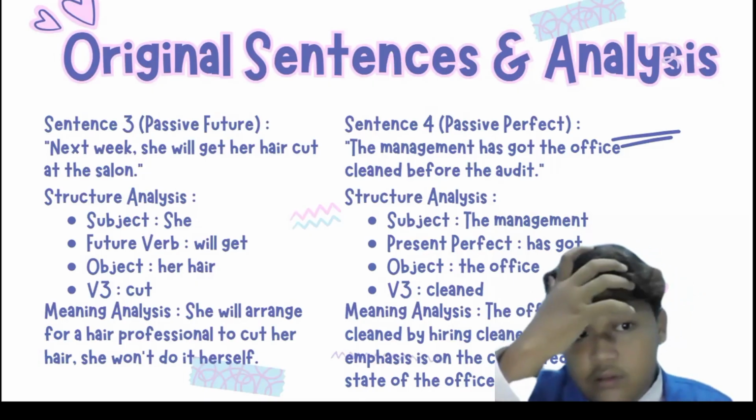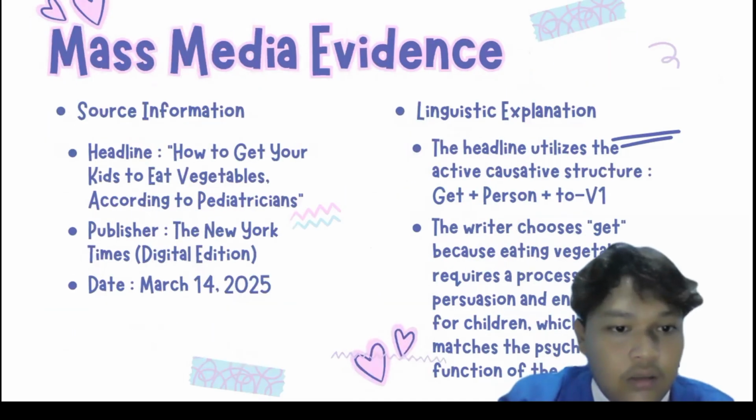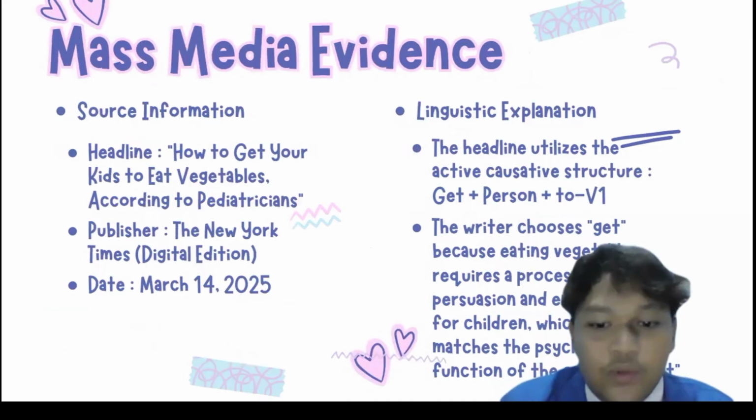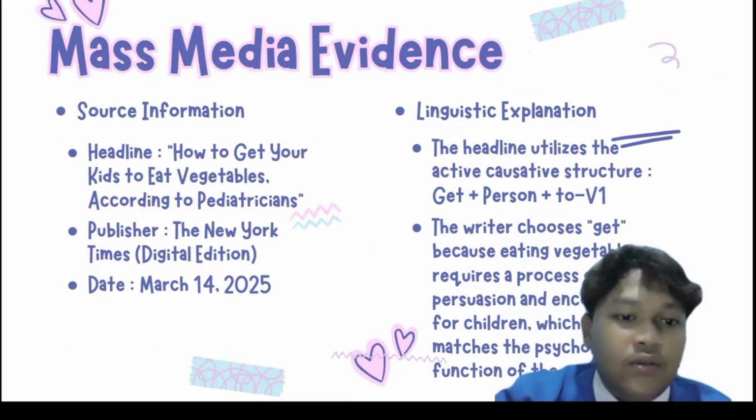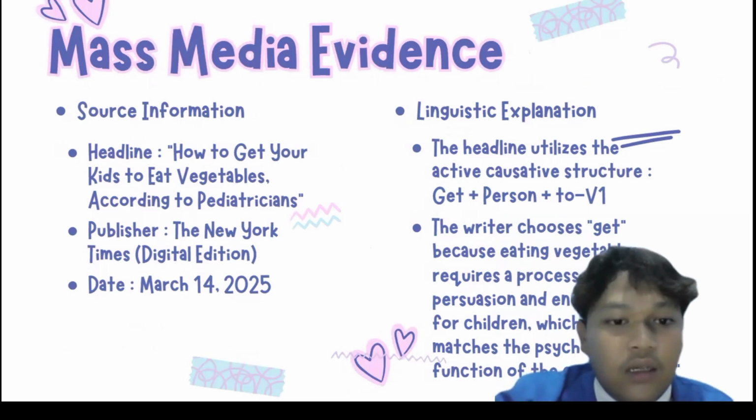And to support my research, I found real examples from reliable digital mass media. The first one is from the New York Times, published on March 14, 2025. The headline reads, How to Get Your Kids to Eat Vegetables According to Pediatric Guides.